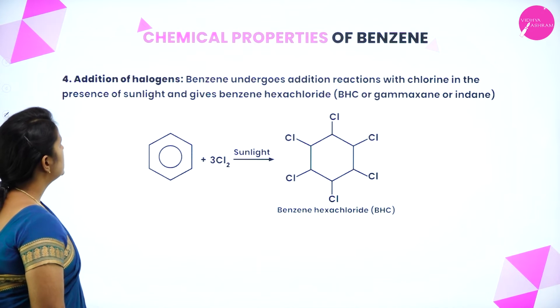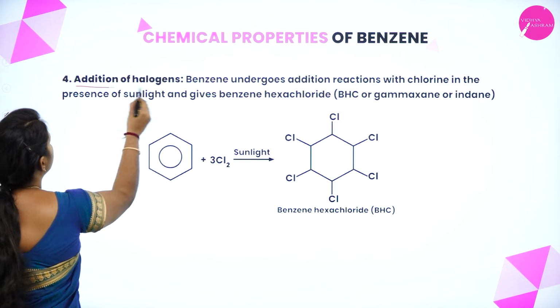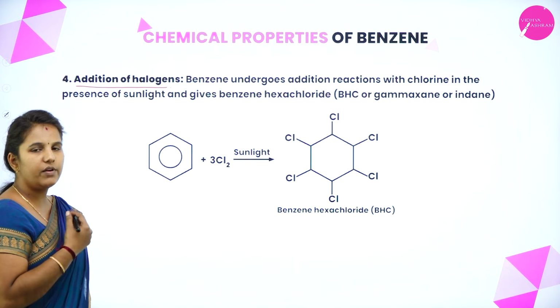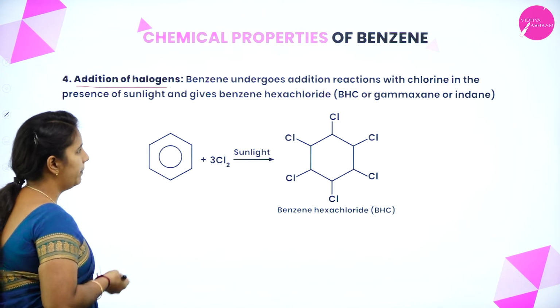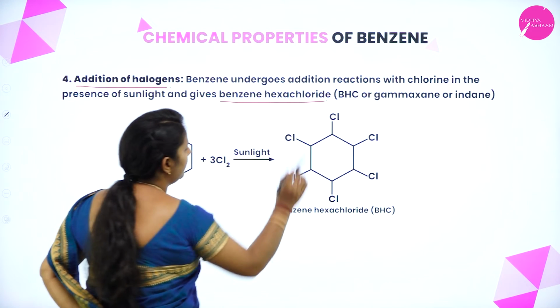Similarly, the addition of halogen. If you add hydrogen, it will become cyclohexane. If you add the halogen, it will become what? Benzene hexachloride will be formed.